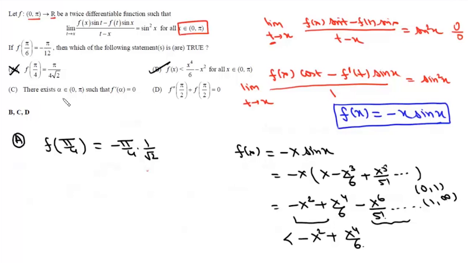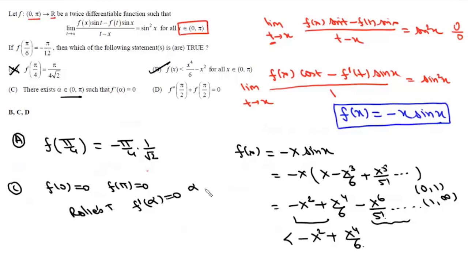Now in C it says there exists alpha belongs to (0, pi) such that f dash alpha is 0. Now for C we know that f(0) is 0, f(pi) is 0, and this function is continuous and differentiable. Then using Rolle's theorem, we know that there is at least one alpha in the interval 0 to pi such that f dash alpha is 0. So that means this option C is also correct.